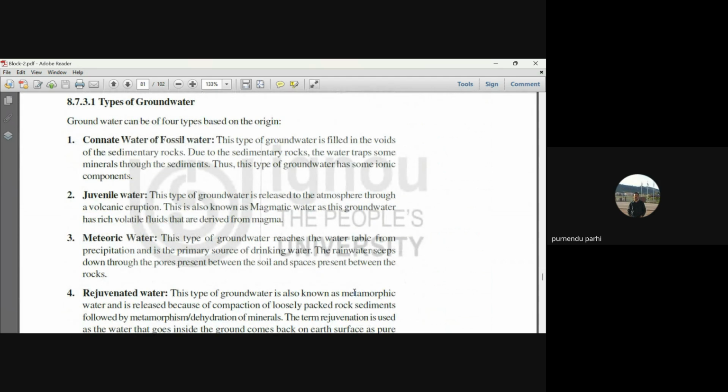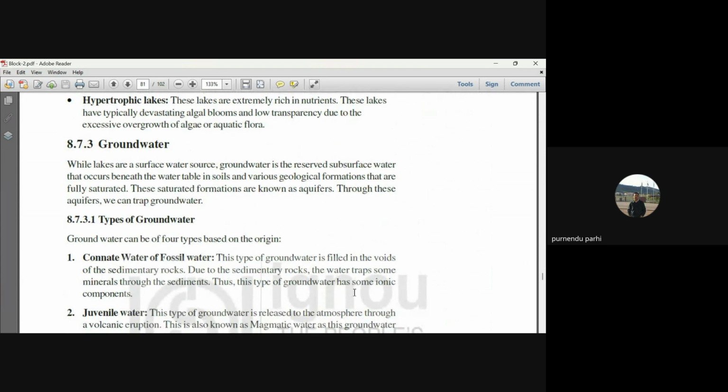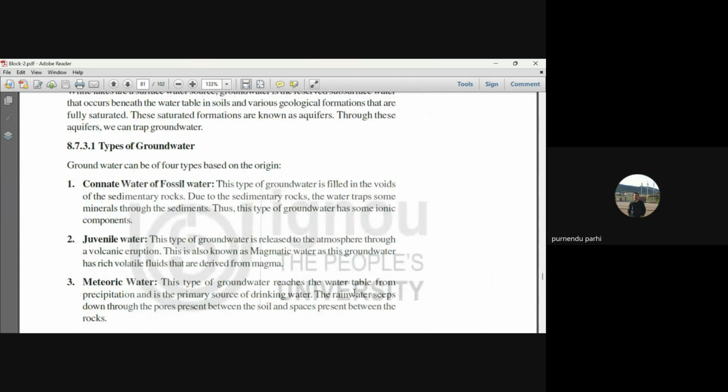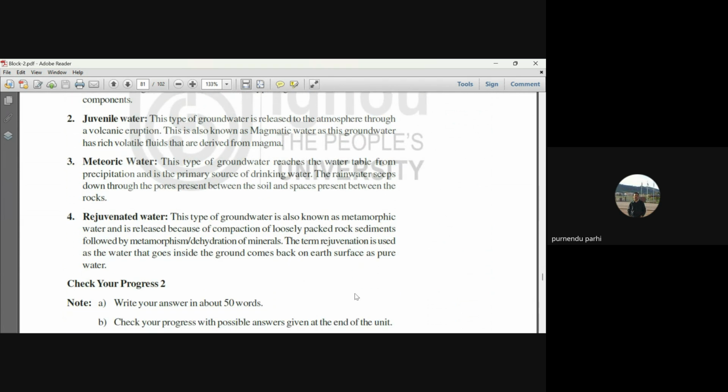Then groundwater. While lakes are a surface water source, groundwater is the reserved subsurface water that occurs beneath the water table in soil and various geological formations that are fully saturated. These saturated formations are known as aquifers. Through these aquifers we can trap groundwater. Types of groundwater: connate water, fossil water, juvenile water, meteoric water, then rejuvenated water.